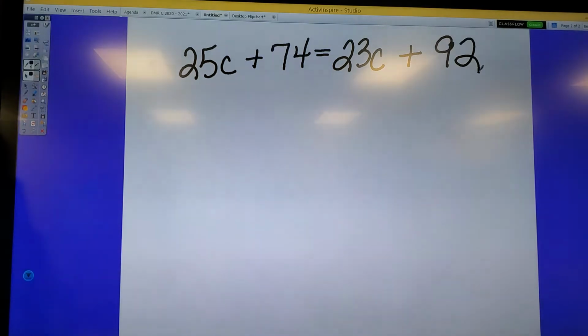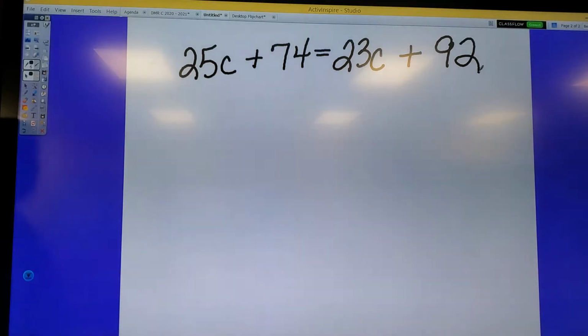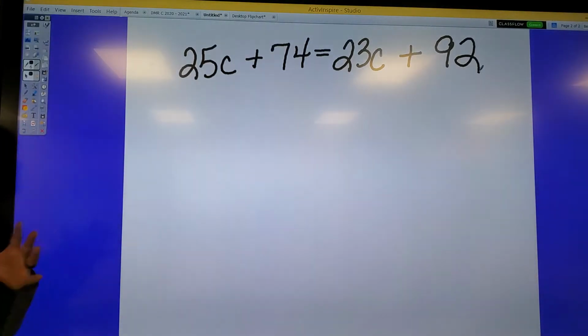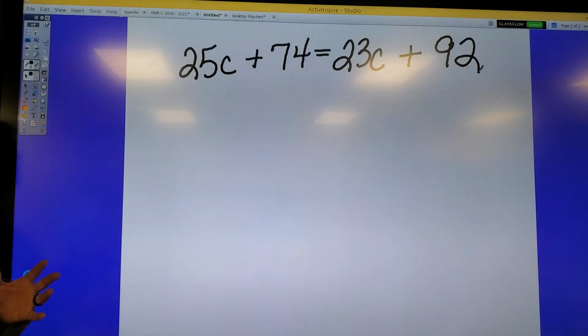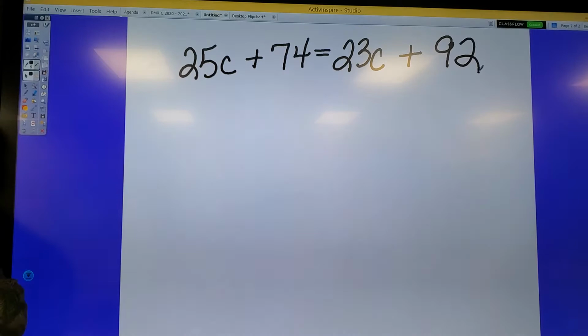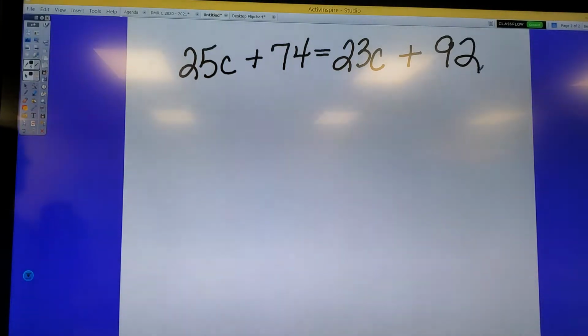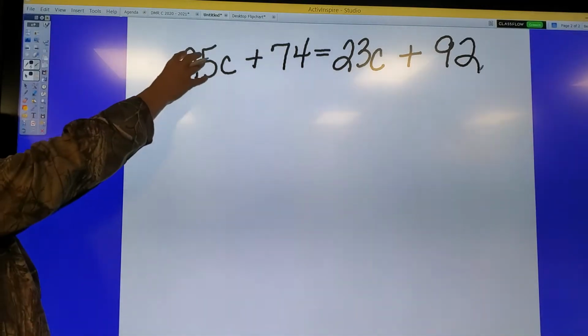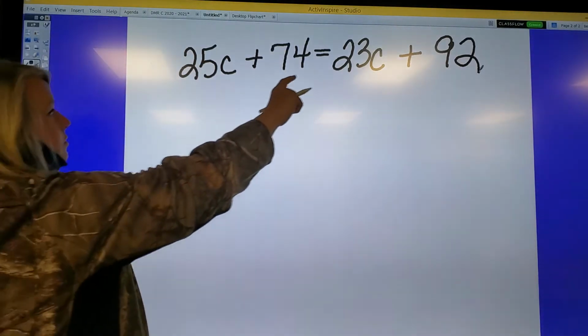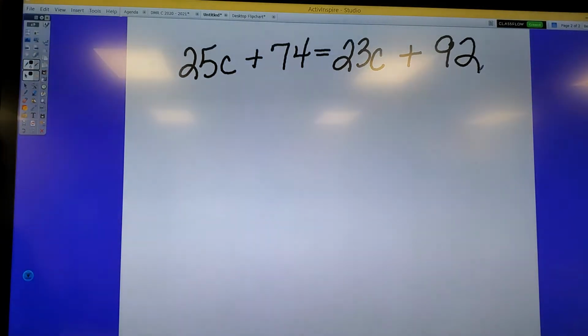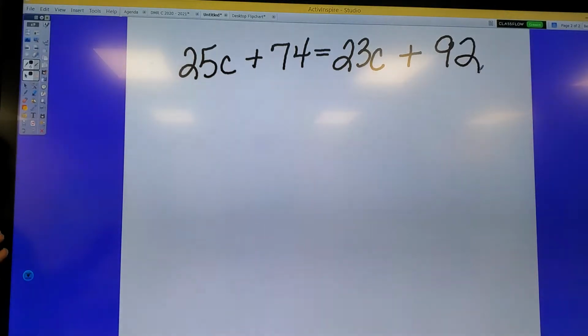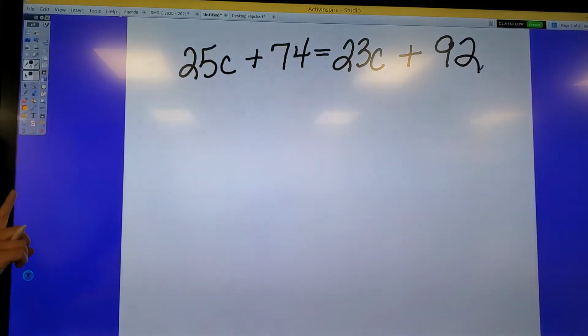Now this one's going to be really similar to the type of problem that you had on the last assignment. I wanted to start off with this. We do not have to distribute. We do not need to combine like terms. So just by looking at this equation, I know that it's only going to have one solution, and this is how I know. I look at my terms on both sides that have the variable. On the left side, I have a 25c, and on the right side, I have a 23c. Because the coefficients are different, I know that this equation is going to have only one solution.